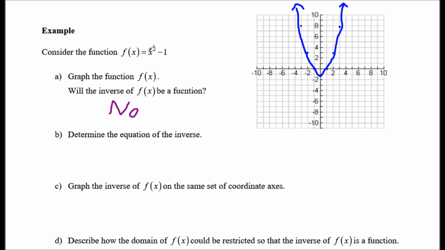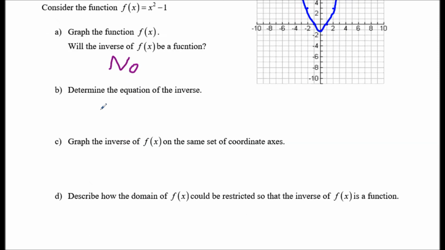Now, it says determine the equation of the inverse. Okay, well, hopefully I can do this fairly easily. I know that this is supposed to be y is equal to x squared minus 1, so I'm just going to cut to the chase. x is equal to y squared minus 1. There she is. Now, move the 1 over. I got myself a nice little x plus 1 is supposed to equal y squared.